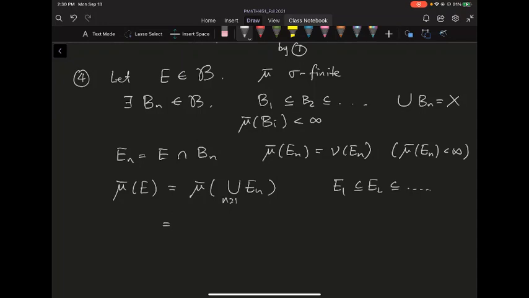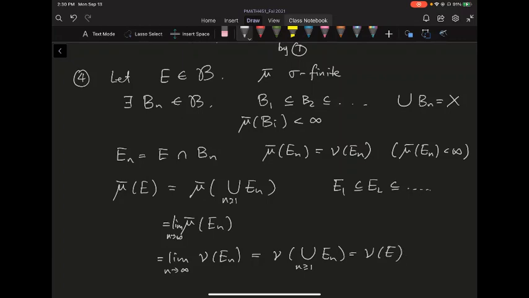So now we have, again, by the continuity, this mu bar of this union is no other than the limit of these En, okay? I take the limit when n goes to infinity. And because for each of these En, mu bar and nu are the same, I have nu of En. And again, nu is a measure as well, so it is continuous along this chain. So I have this equals nu of the union of En, which is just simply nu of E, okay? So this proves our desired result. Basically, we showed nu and mu bar are the same thing.